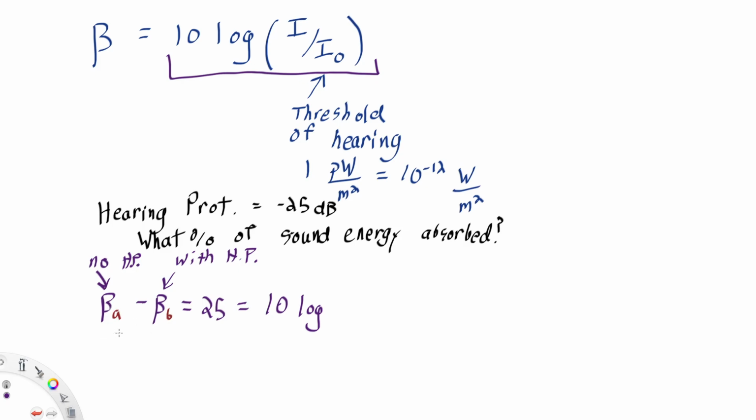So the decibel rating without hearing protection, that's going to be 10 log of whatever the sound intensity is in reference to the threshold of hearing. And for b, it's going to be 10 log of whatever the intensity is with hearing protection in reference to the threshold of hearing.